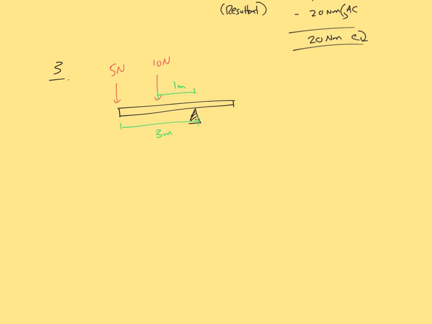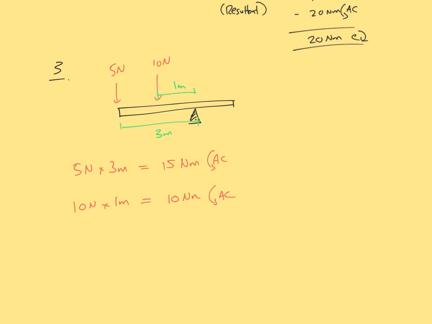So again, deal with them one at a time. My 5 Newton force is 3 meters away from the pivot. So that's going to have a turning effect of 15 Newton meters, and this is going to turn it anti-clockwise. I've got a 10 Newton force that is only 1 meter away from the pivot, so that's going to have a 10 Newton meter turning effect, but again, this is also going to turn it anti-clockwise.